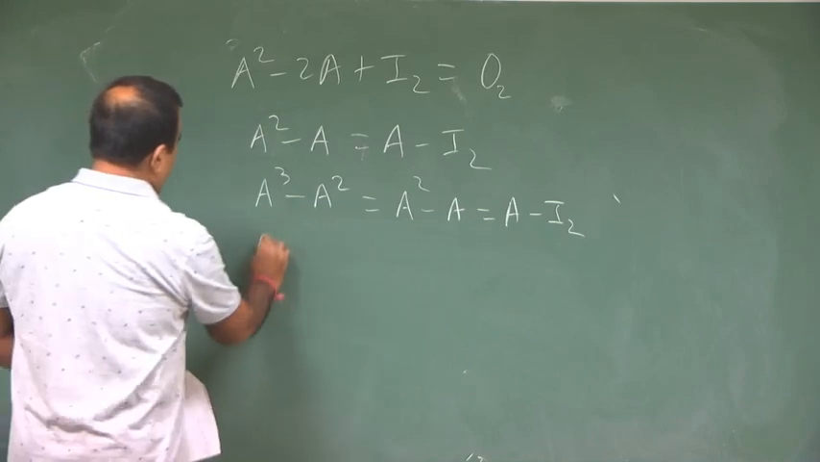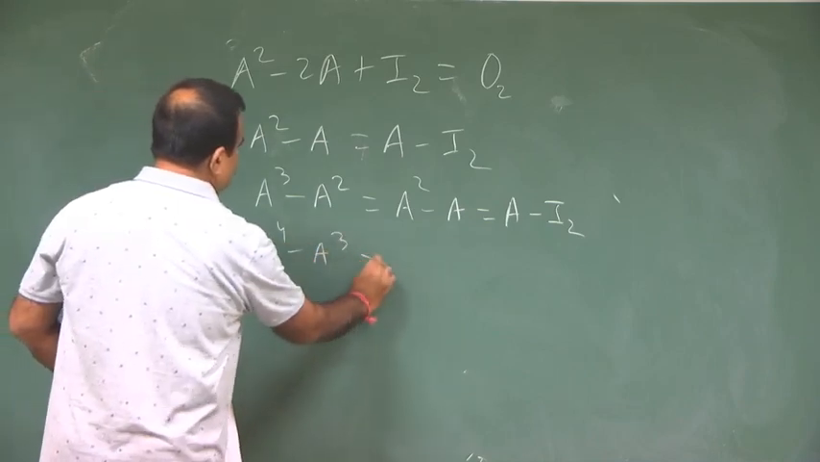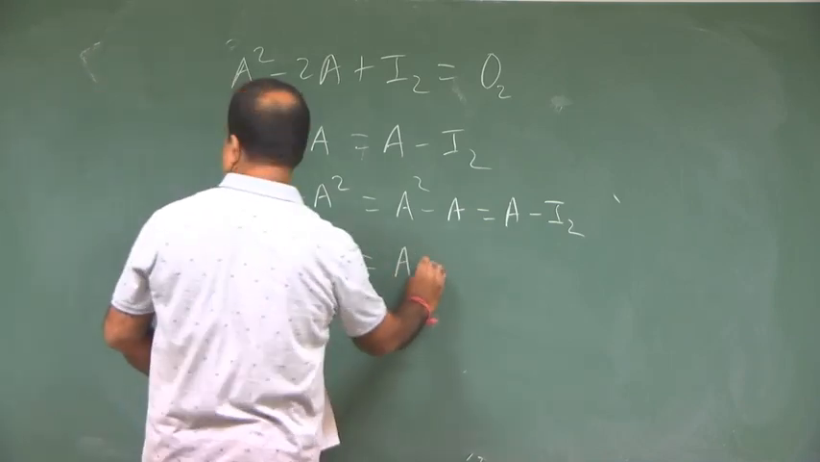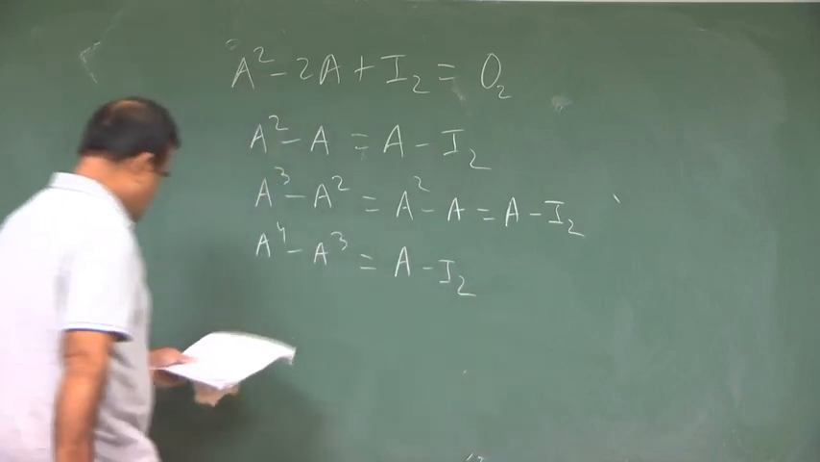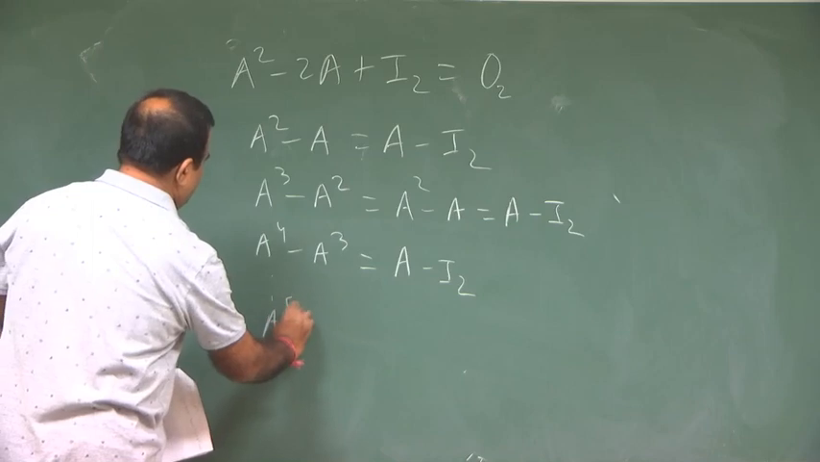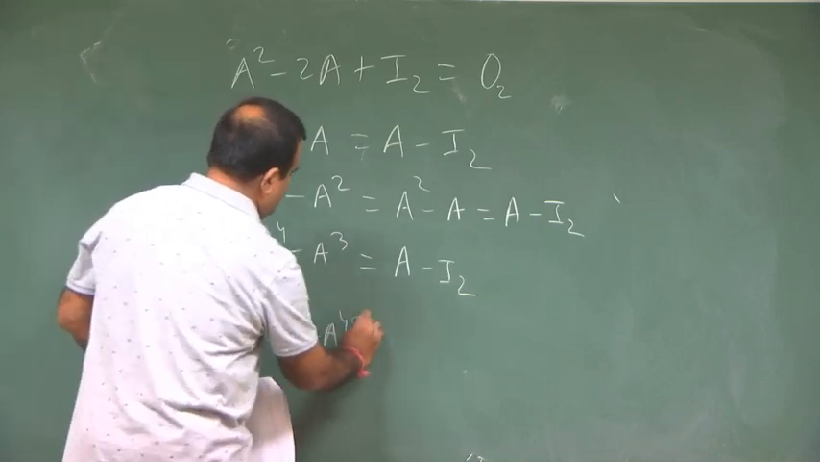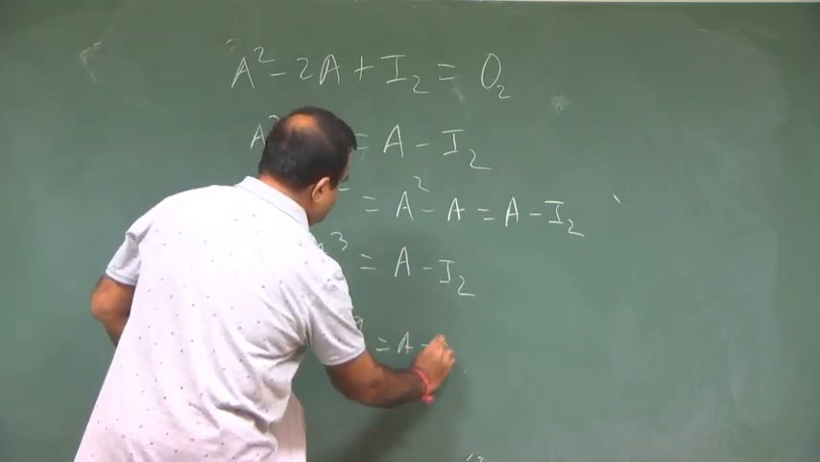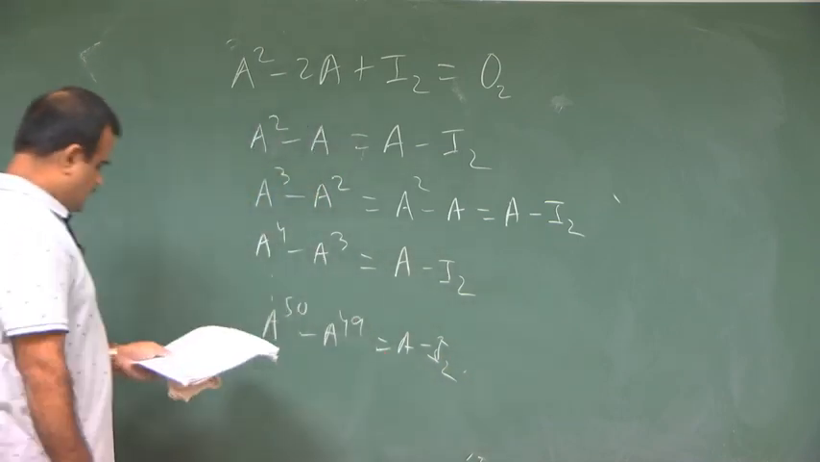So, A to the power 4 minus A cube, again we multiply with this, is the same as A minus I 2, like this. If we continue like this, A to the power 50 minus A to the power 49 is A minus I 2. The same way we are doing.